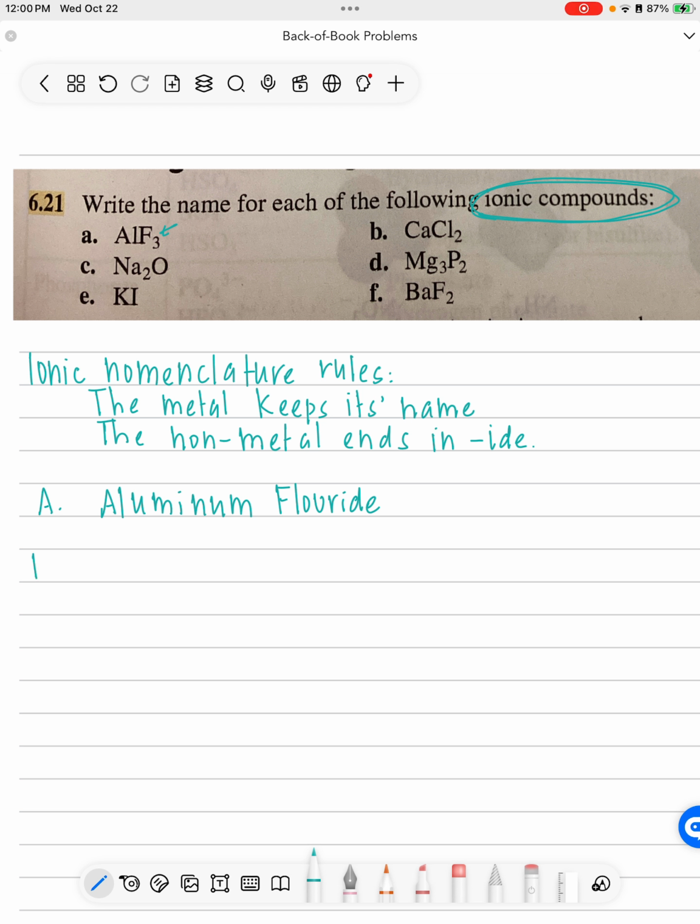So for B, calcium chloride, we don't have to write calcium dichloride because there will always be 2 chlorines to every 1 calcium. So we just name the metal calcium, and then the nonmetal ends in "ide." So instead of chlorine, we're going to do chloride.